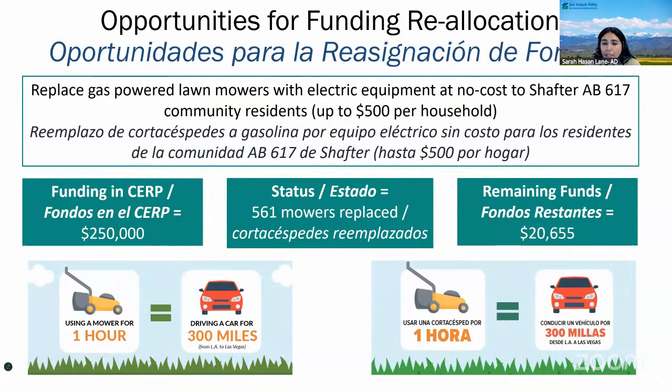So in the SERP, we had $250,000 and we currently have $20,000 left. We replaced 561 mowers in the community, which is great. 322 of those mowers were from our last event that we had within your community, which is a lot, but there are still other mowers out there that can be replaced.